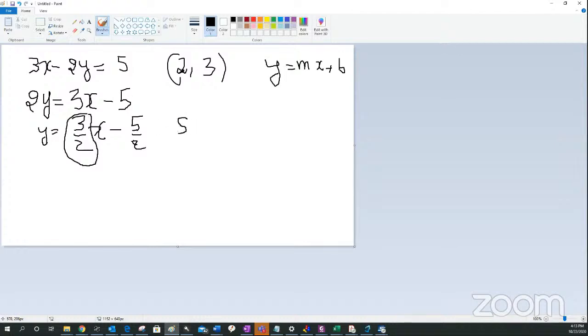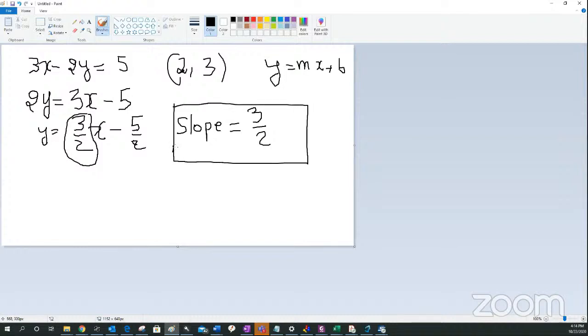So your slope is equal to 3 over 2, right? So that's the slope of that equation. Now we're going to look at the given point (2, 3). We use the slope from the equation of the line for the given point (2, 3).